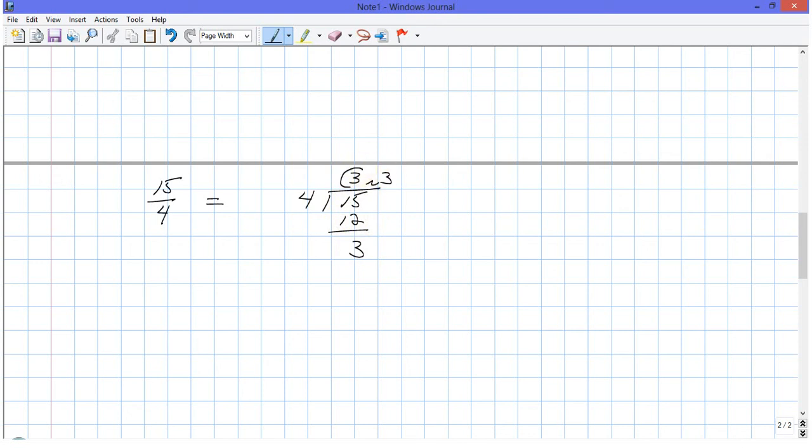This is my whole number portion. This 3 here is my remainder. And my denominator is the original denominator or the divisor, which are the same. So my answer is 3 3/4.